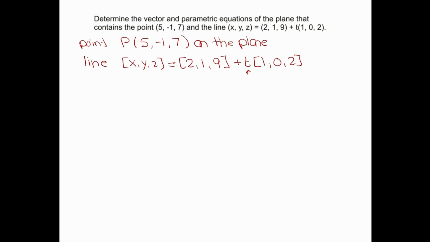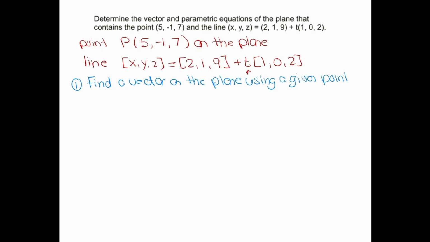How are we turning this into our vector equation of the plane? Well, the very first thing that we need to do in step 1 is to find a vector on the plane using a given point and a point on the line. So we are going to find a vector on the plane using what we know: a given point, and a point on the line. Well, we have both of those things.